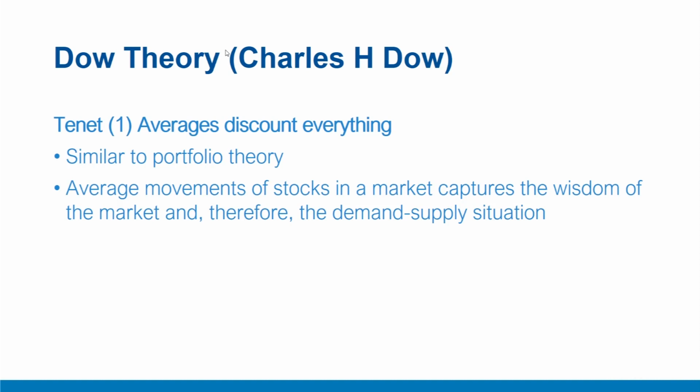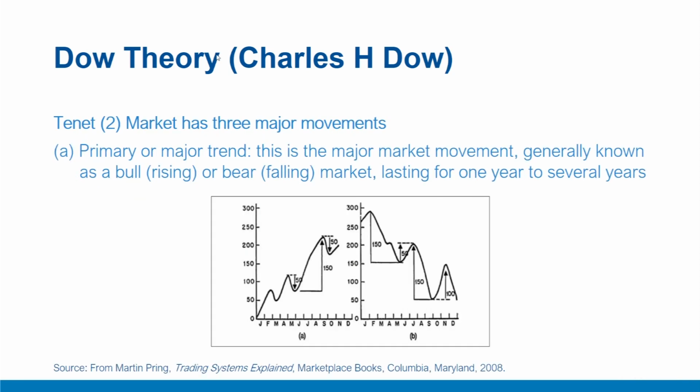Indices like the Dow Jones Industrial Average reflect averages of stock prices. These averages reflect the basic wisdom of the market, that is, the aggregate judgment of the market. This kind of averaging process factors in most of the information available and captures the demand and supply in the market. Tenet 2 suggests the market has 3 major movements. The market has predominantly 3 kinds of movements.